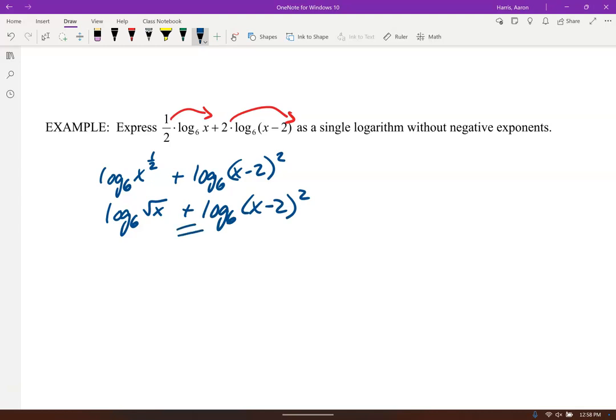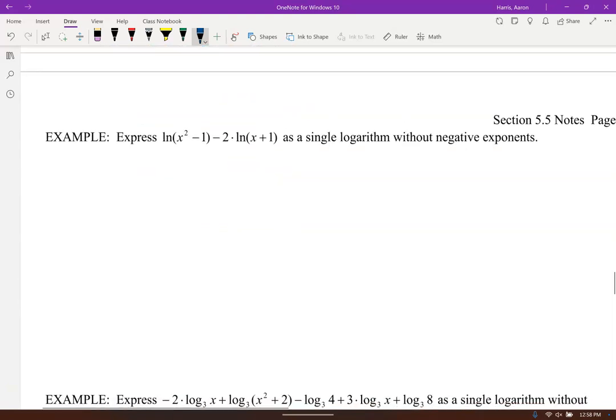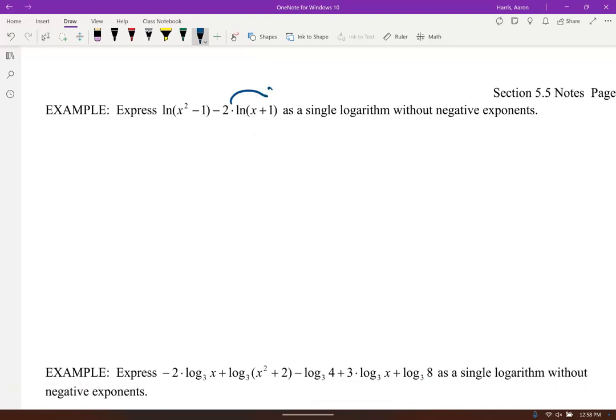And now notice I have a plus between them. So I can use that product property and write square root of x times x minus 2 squared. So log base 6 of root x times x minus 2 squared. We just condensed it now. So we're going the other way, right? We're taking multiple terms and writing them as one single term. We're condensing the logarithmic expression. We're going to do the same thing here. I'm going to take that 2 up.